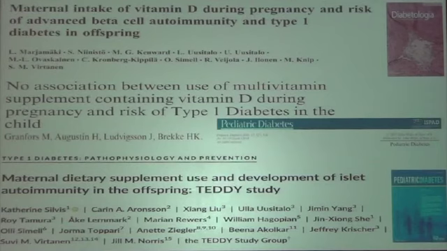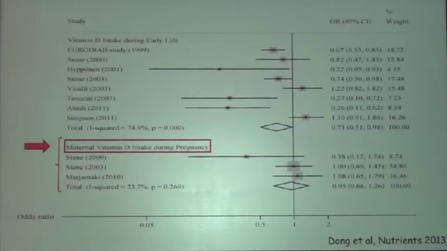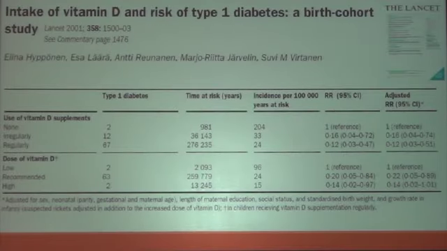However, other studies demonstrated that there is no significant association between maternal intake of vitamin D during pregnancy and the risk of advanced beta cell autoimmunity and type 1 diabetes development. And this was also confirmed by this meta-analysis of observational studies demonstrating that there is no association with the risk of diabetes.